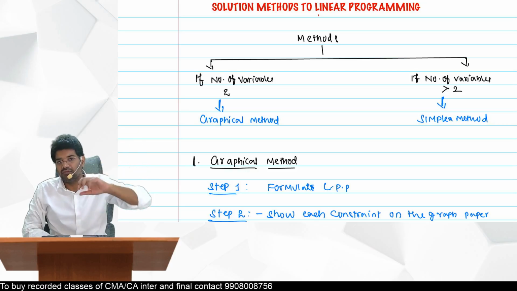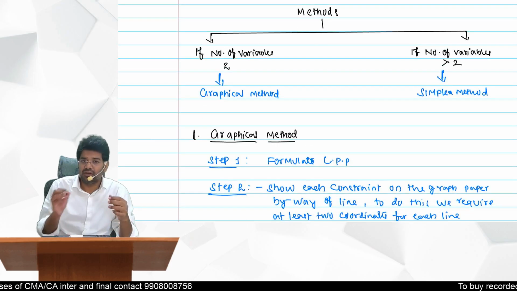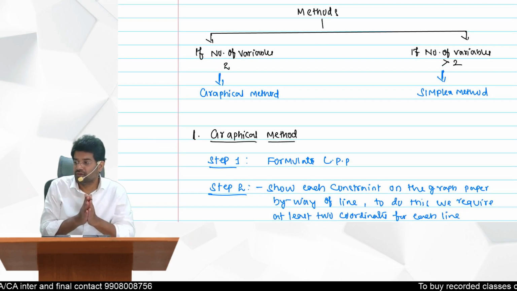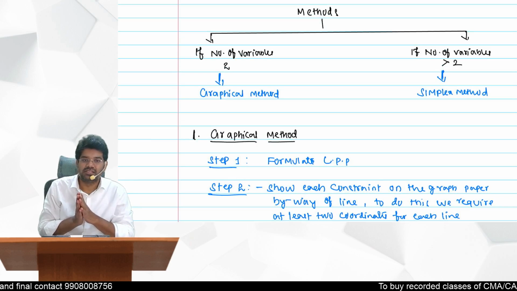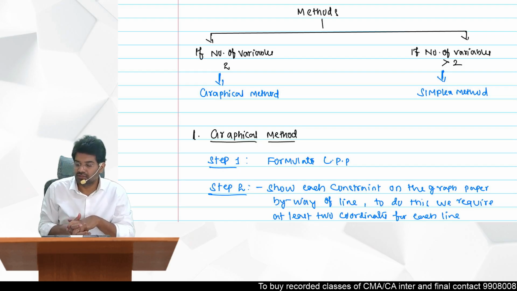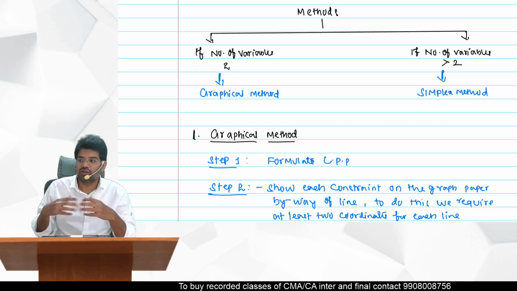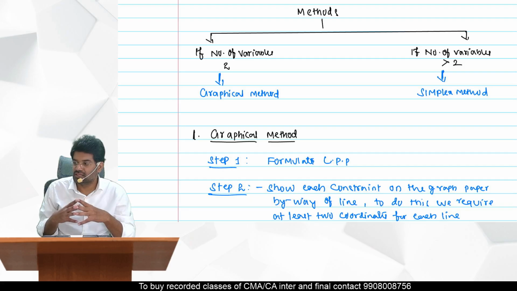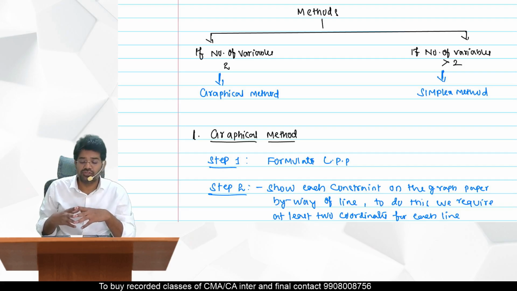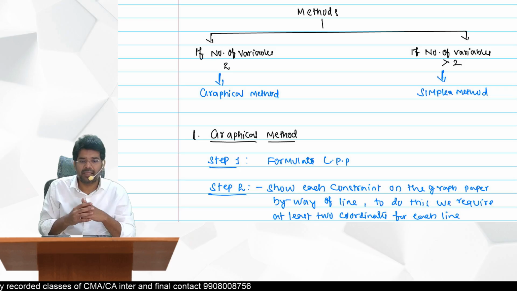We can apply the graphical method whenever our objective function has two variables. When we have two variables, you can use the graphical method to get the optimum solution. If you have more than two variables, more constraints, more variables, then we should use the simplex method.